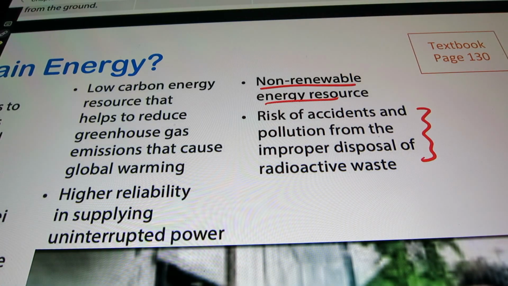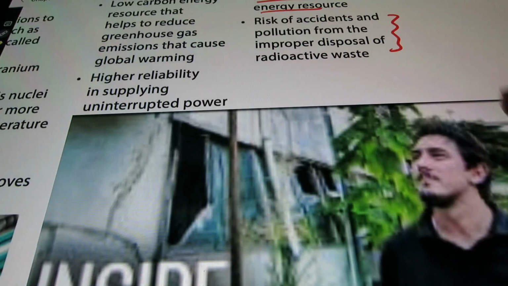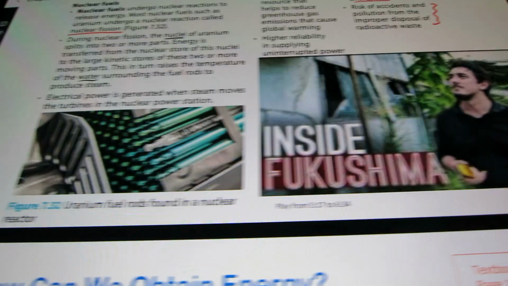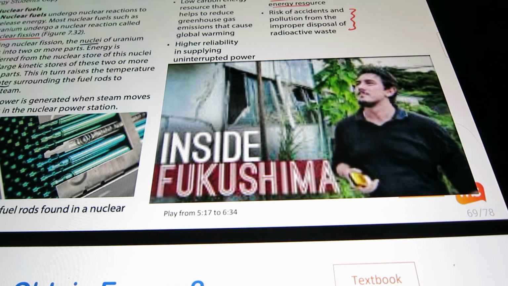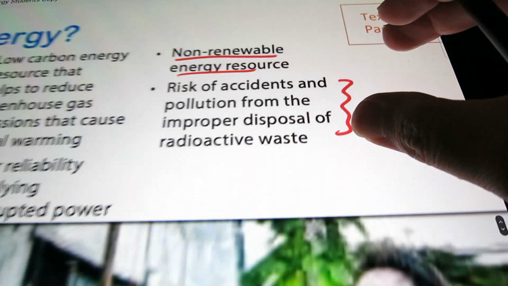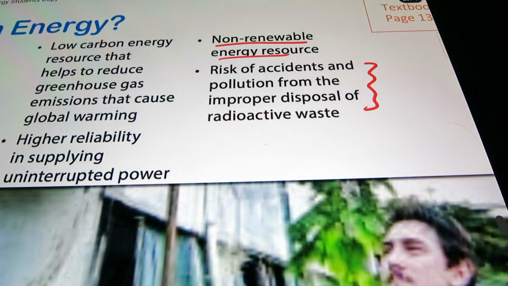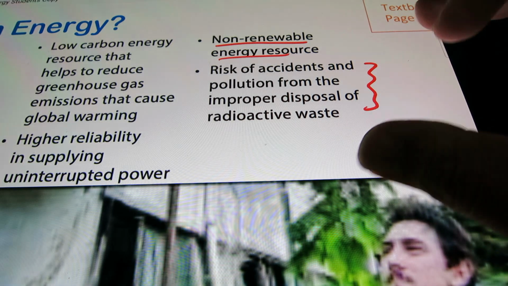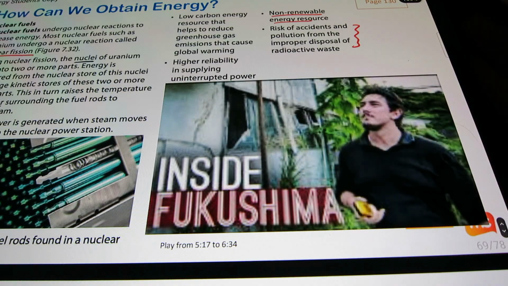Another problem is the risk of accident: when the accident happens, it is quite bad. So the most recent one is your Fukushima one. Alright, so I have a video here, you can have a look at it. It's about Fukushima now and how they have to deal with the radioactive waste, and it's also costly to remove and dispose the radioactive waste. Alright, so that is nuclear energy for you.